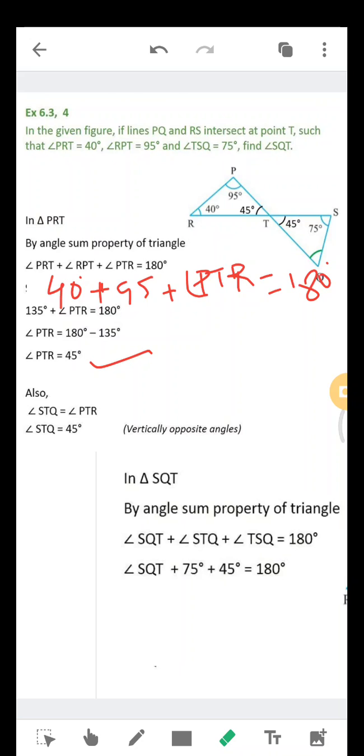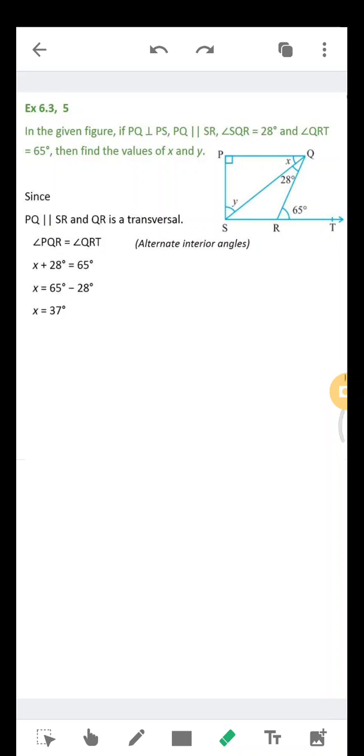Then SQT, we don't know what SQT is. STQ is 45, plus 75 is equal to 180. 45 plus 75 gives you 120, and SQT plus 120 is equal to 180. If you transpose 120 to the right, it becomes 180 minus 120, that will be 60 degrees. So finally we have got the missing angle, that is SQT is equal to 60 degrees. This is the way we can find the missing angle. Now let's continue with the next question.